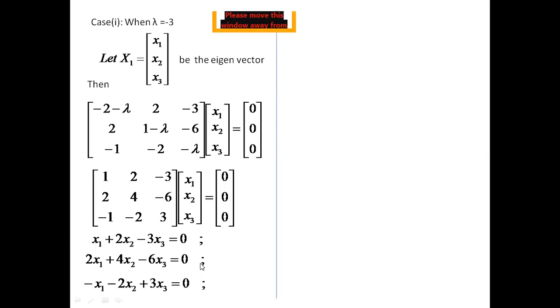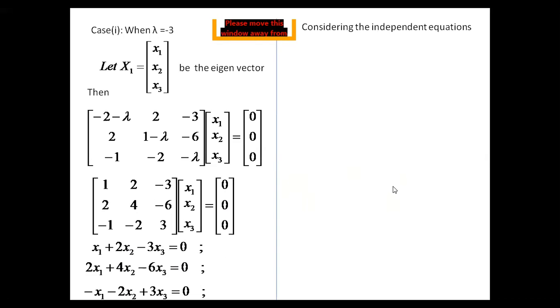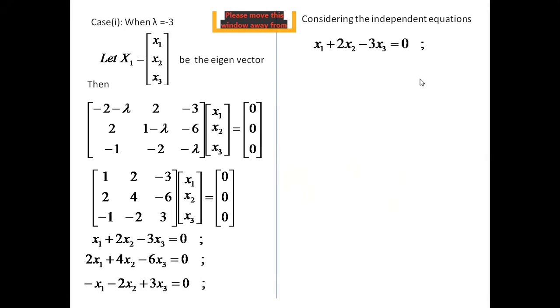So in this case, how do we find the eigenvectors? For that, first you choose the independent equation. Only one independent equation is there. So which is that? The first one, right? Next, since there is no second independent equation, what you do is take any one variable as 0, either x1 is 0, x2 is 0, or x3 is 0.